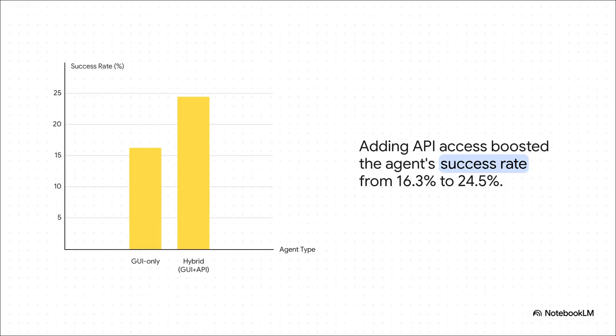On its own, the GUI agent managed to succeed on these tough tasks about 16% of the time. But when it was given the option to use APIs, its success rate jumped all the way to nearly 25%. This proves the whole concept. The agent knew when to use a fast API call and when it needed to fall back on a good old-fashioned GUI click to get things done.